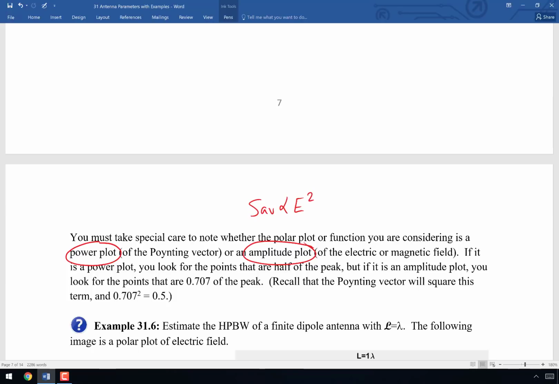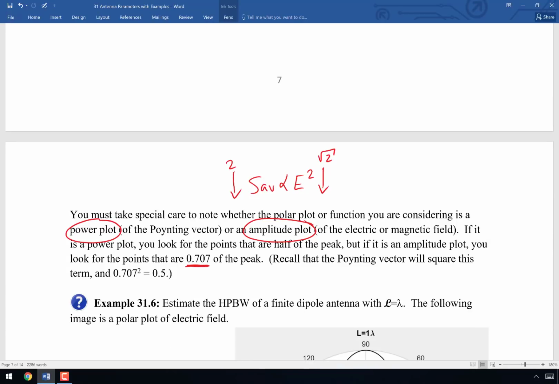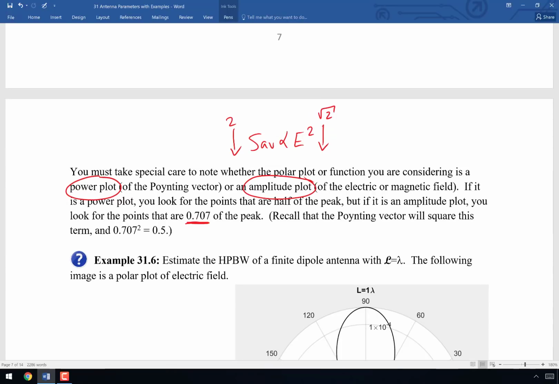So if we need to take the power down by a factor of 2, then we need to take the field down by a factor of the square root of 2. As E goes down by a factor of the square root of 2, when it gets squared, it will take it down by a factor of 2. So if you're talking about an amplitude plot, you go down to 0.707, which is 1 over the square root of 2. In decibels, it would be 3 decibels. Recall that the Poynting vector will square that term, and 0.707 squared gives you the half power that you're looking for. I will be very clear in the assignments and exams to say whether it is a polar plot of power or of electric or magnetic field.